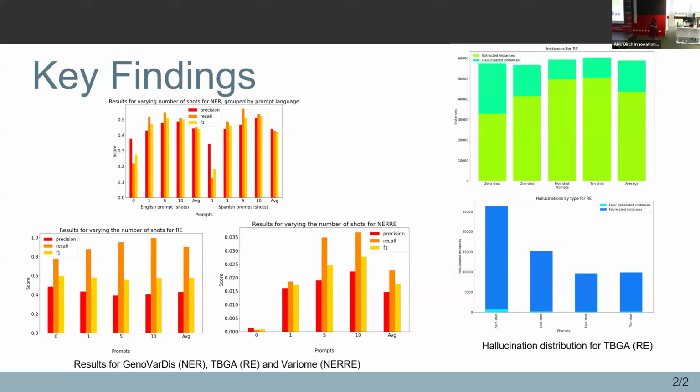We found that few-shot prompting leads to optimal performance across tasks for extraction of genetic information. We also observed 2 types of hallucinations, namely fabricated and over-generated instances. We observed that adding more examples in the prompts led to a reduction in these hallucinations, hence less shots, more hallucinations, an inverse alcohol effect, if you will.